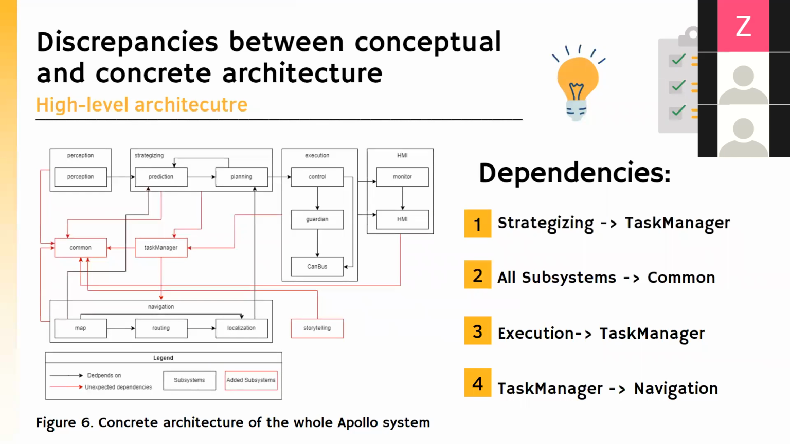For differences in the high-level architecture aspect, as shown in Figure 6, 3 new subsystems are introduced, which are Common, Text Manager and Storyteller. Also, by using reflection analysis, we discover the following 4 unexpected dependencies. Strategy to Text Manager, all subsystems upload to Common. Execution to Text Manager to navigation.